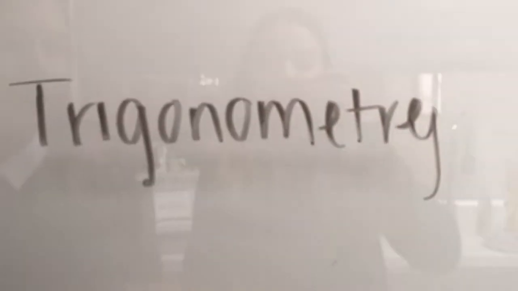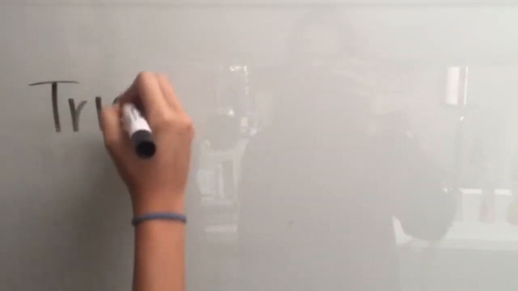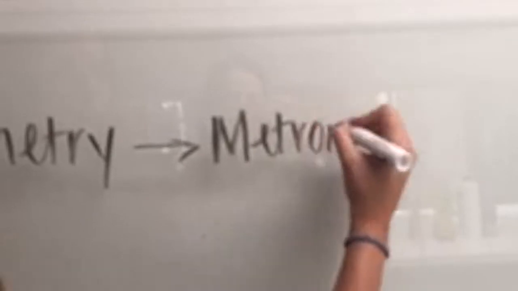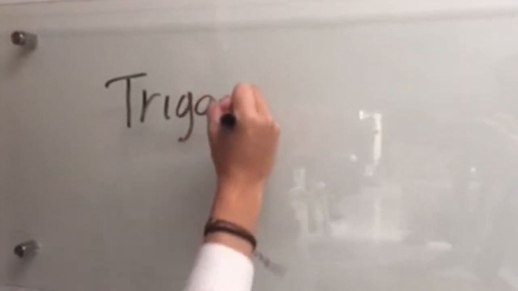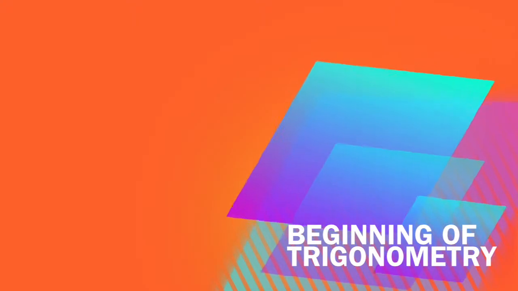Trigonometry. This word is divided in two meanings. Trigon, in Greek, means triangle. From ometry comes the word metron, which means measure in Greek. Therefore, trigonometry means the measures of a triangle, more specifically, the measure of its angles and sides.